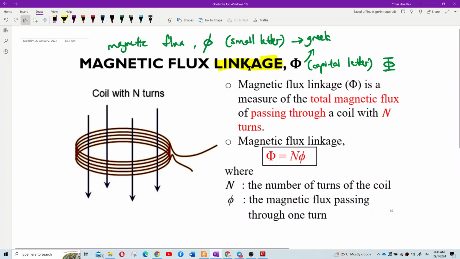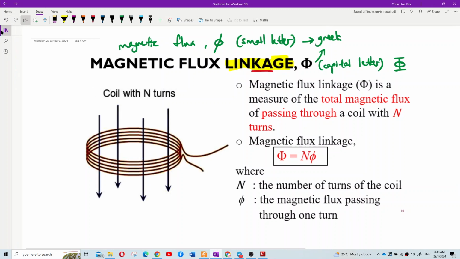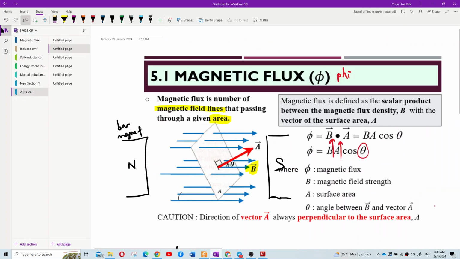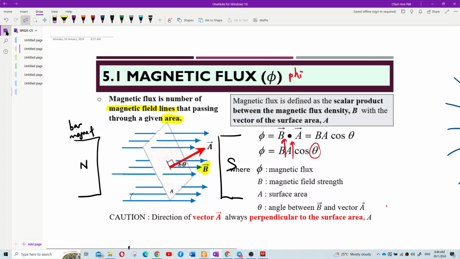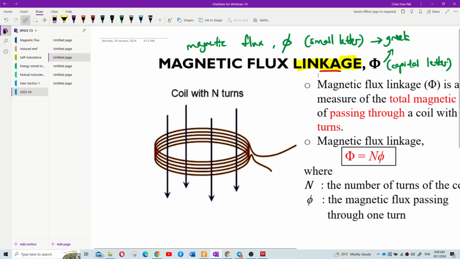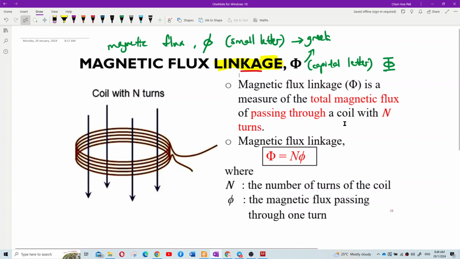You have an extra word, linkage, over here. What is it? Last time, magnetic flux was just for one coil. Like you see, only one turn. Magnetic flux linkage is for many turns, through n turns. Okay, so that's the difference.